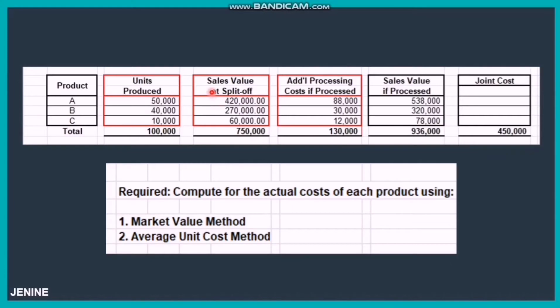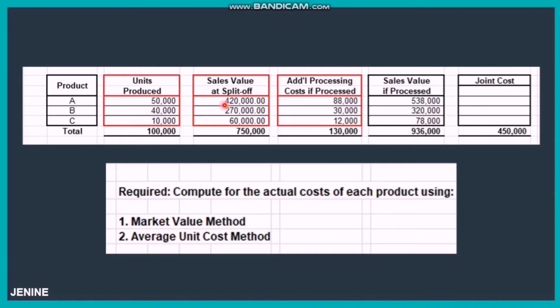Next is the sales value at split off. Product A has 420,000 pesos. Product B has 270,000 pesos, and Product C has 60,000 pesos, amounting to 750,000 pesos.